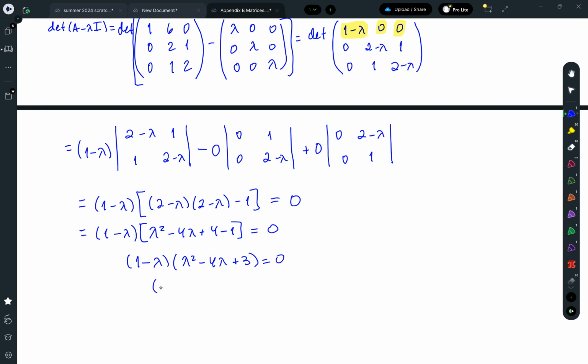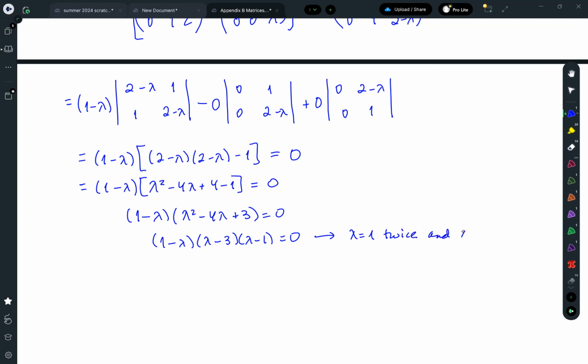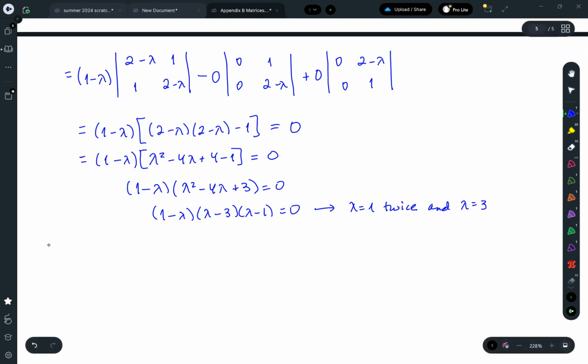And that factors a little bit more, so we have 1 minus lambda times, it looks like, lambda minus 3, lambda minus 1 equals 0. So when I set each of these equal to 0, this gives me lambda is equal to 1 twice, and lambda is equal to 3. I'm going to deal with lambda equal to 3 first. So for lambda, I'll call it lambda 1, is 3.